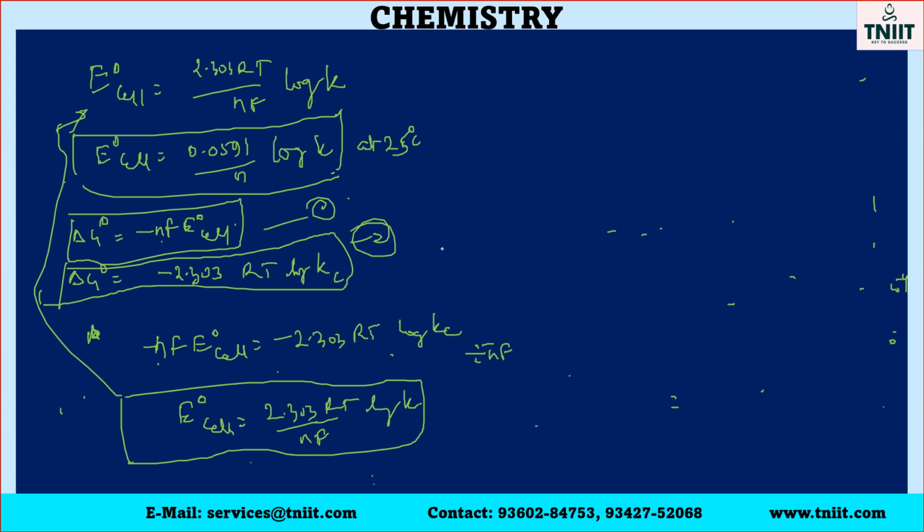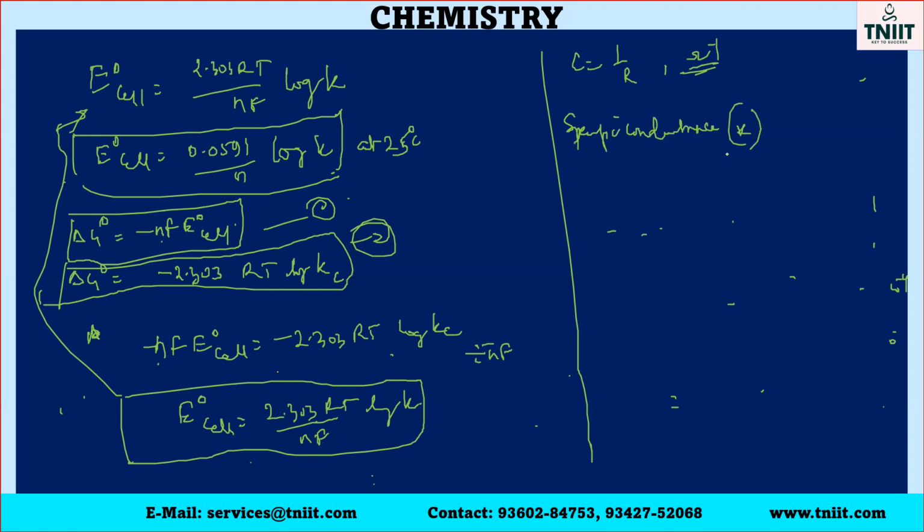Now, coming to conductance. Conductance is defined as the reciprocal of resistance. The unit for resistance is ohm, therefore the unit for conductance is per ohm. We have different types of conductance we have to remember: specific conductance and molar conductance, and then there is equivalent conductance, which we don't learn. Specific conductance is represented by the letter kappa. It's not K, it is the letter kappa. Specific conductance kappa is given by the formula 1 by R into L by A.